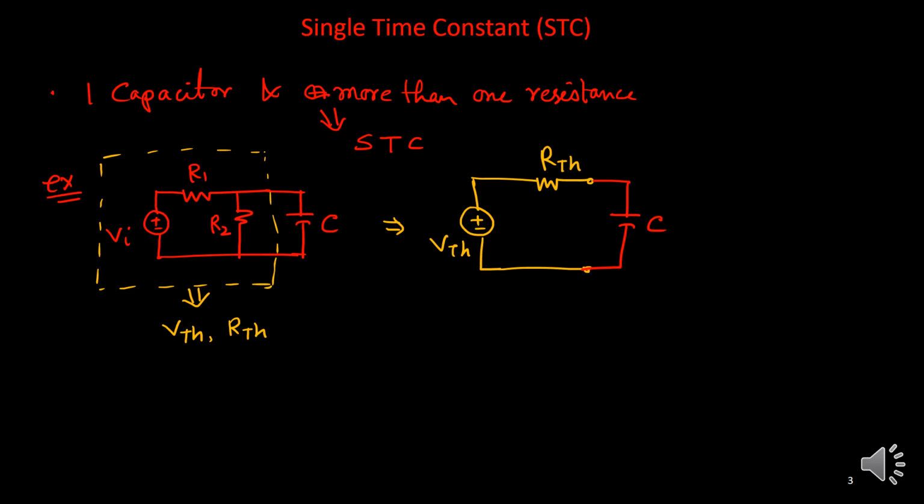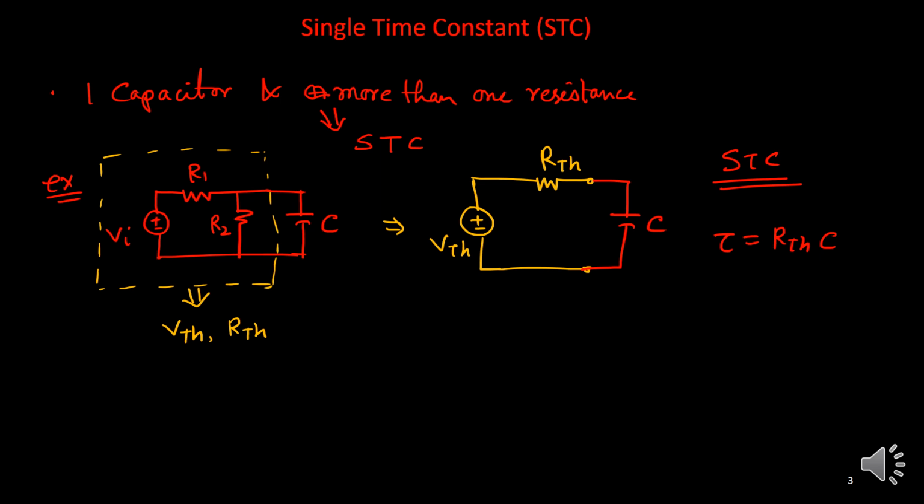So obviously you can see that this circuit has one equivalent resistance RTh and one capacitor C. So it's a single time constant network, and its time constant tau will be equal to RTh times C. So we just need to find the equivalent resistance or Thevenin resistance. That Thevenin resistance times C will give you the time constant. So this is always true.